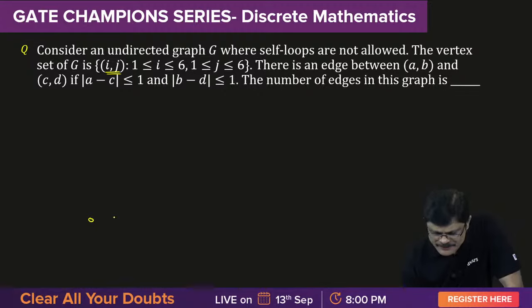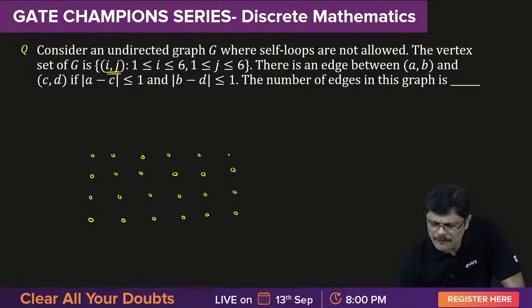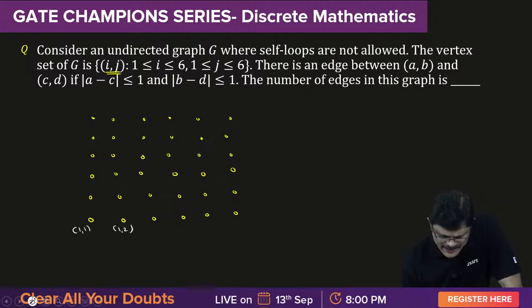That is 1,1; 1,2; 1,3; 1,4; 1,5; 1,6; 2,1 up to 2,6; 3,1 up to 3,6; 4,1 up to 4,6; 5,1 up to 5,6; 6,1 up to 6,6. Yeah, a 6 by 6 matrix. Here the vertices are labeled like this: this is labeled as 1,1, this is labeled as 1,2. Like this, the vertices are labeled.